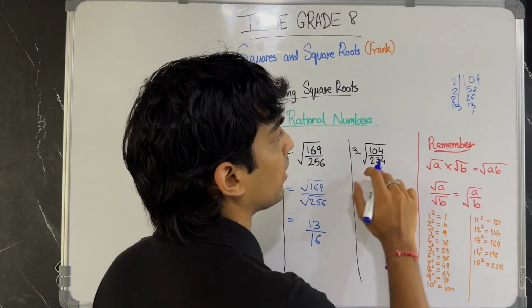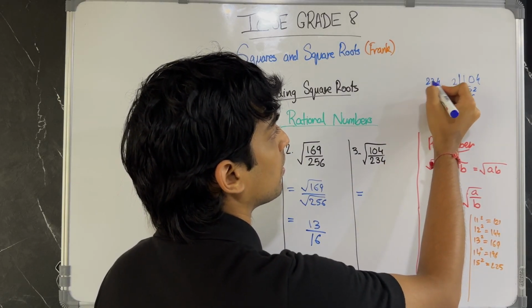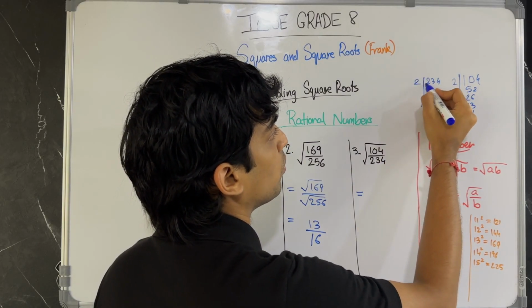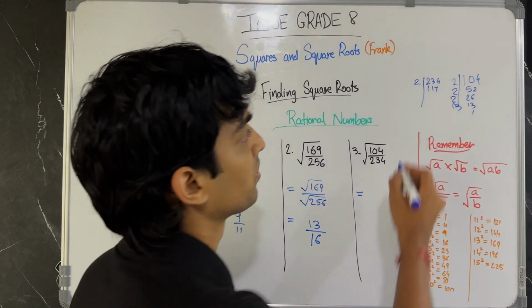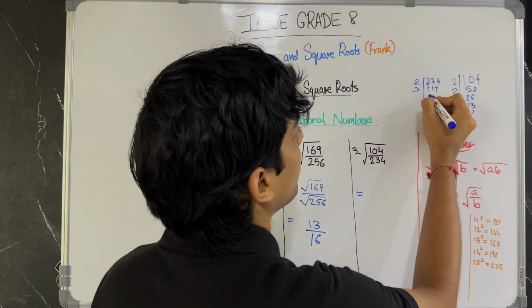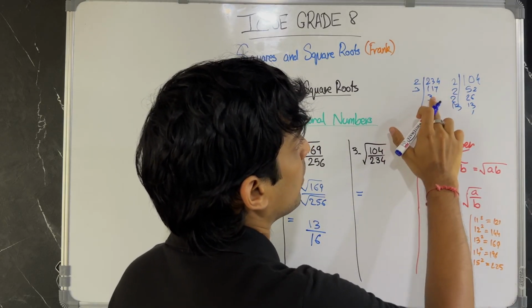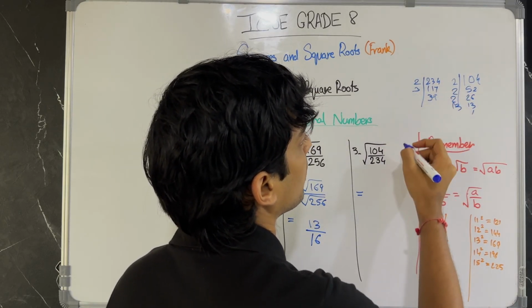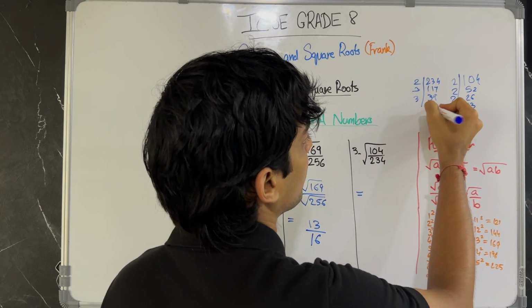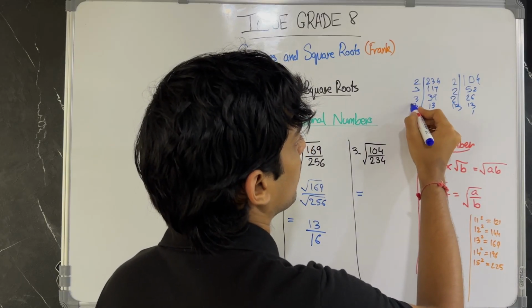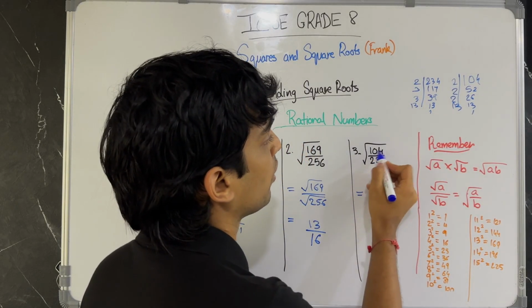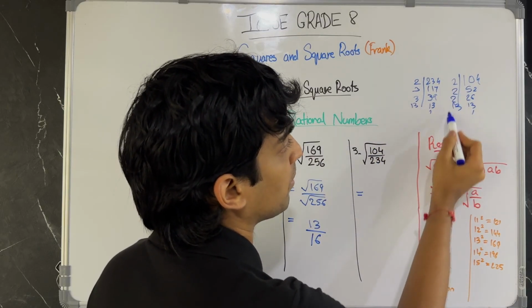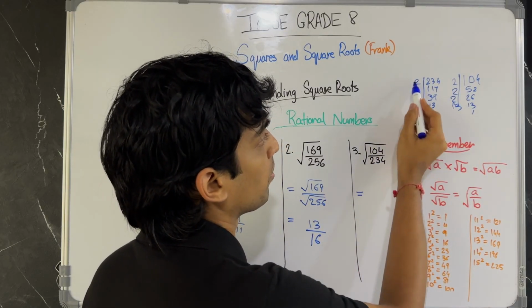Now for 234, 2 will go. 2 ones are 2, 2 sevens are 14. 117 goes with 3. 3 threes are 9. 3 nines are 27. 3 13s are 39, 13 ones are 13. So now we have got this 104 is broken down into the product of these numbers. 234 is broken down into the product of these numbers.